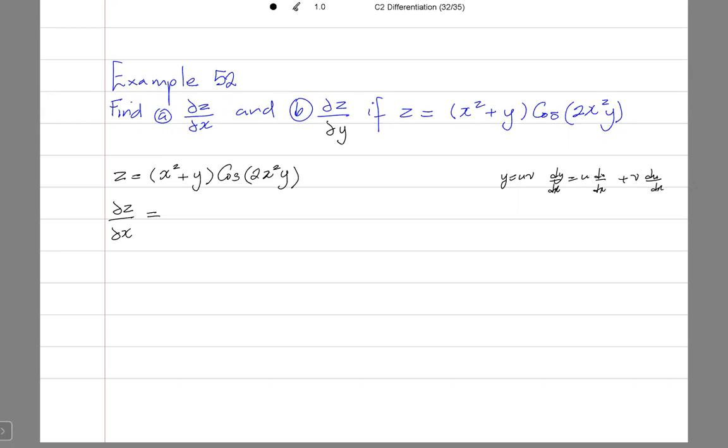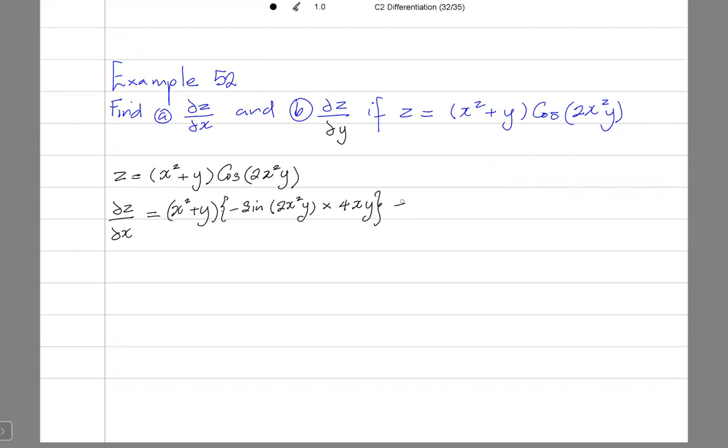All right, good. So we're going to leave the first. The first is x squared plus y. Leave the first, differentiate the second. When I differentiate cos, I'm going to get minus sine, so this is times minus sine 2x squared y. Then I have to multiply by the differential of the inside function. The inside function is 2x squared y. When I differentiate that, I'm going to get 4xy.